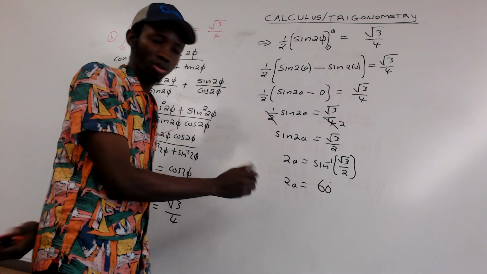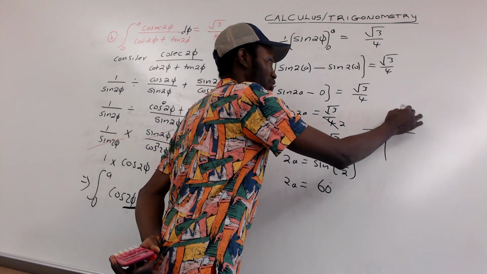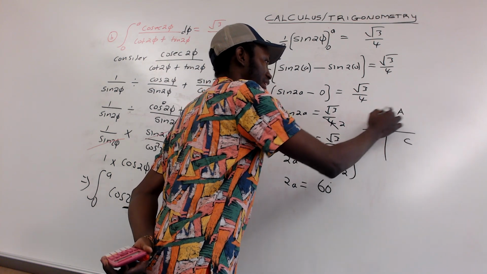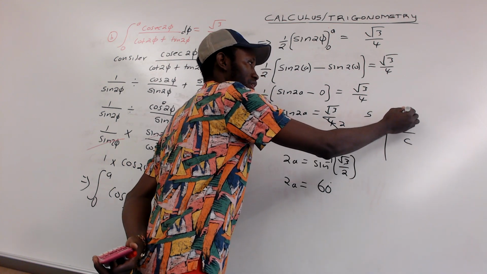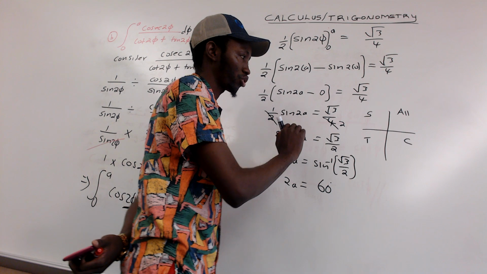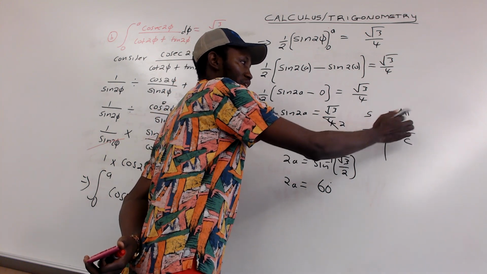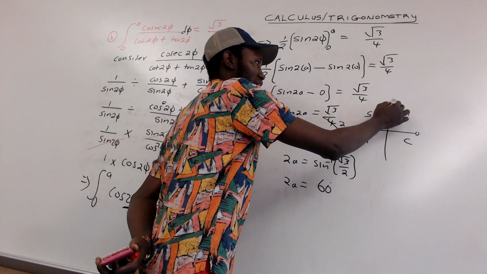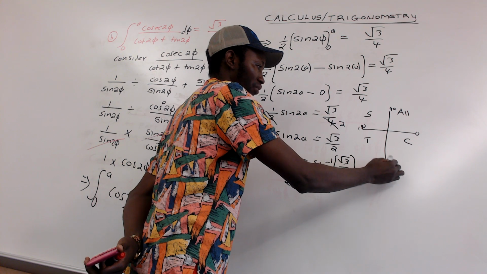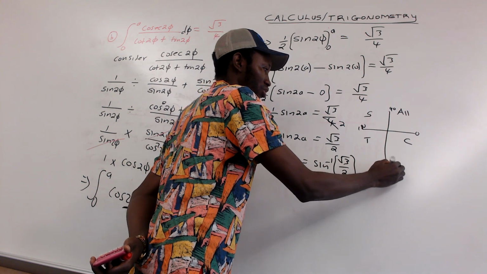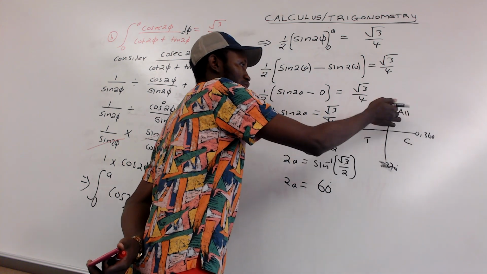But we have to take note of our quadrants. We have CAST, C-A-S-T. Here it simply means all trigonometric ratios are positive in the first quadrant. That means sine, tan, and cos in the first quadrant, which is 0 degrees to 90 degrees, are positive. In the second, 90 degrees to 180 degrees, sine is positive. Then 180 to 270 degrees, and 270 to 360 degrees. So we are from 0 to 90.